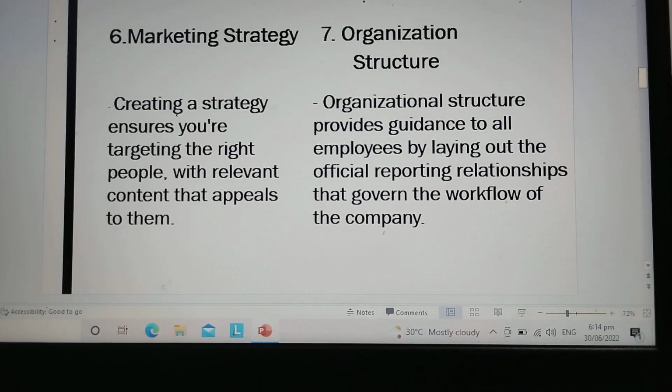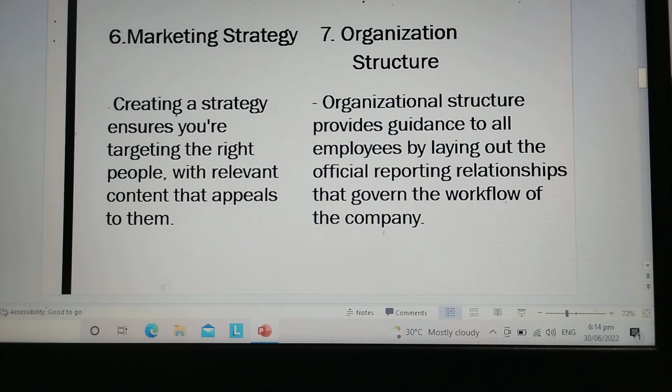Number 6, we have marketing strategy. Now, marketing results don't just happen by chance. Creating a strategy ensures you're targeting the right people with relevant content that appeals to them. The more time you spend creating a clear strategy, the more opportunities you create to sell.